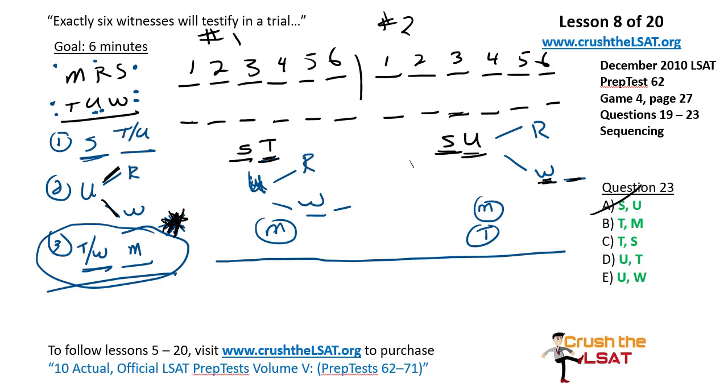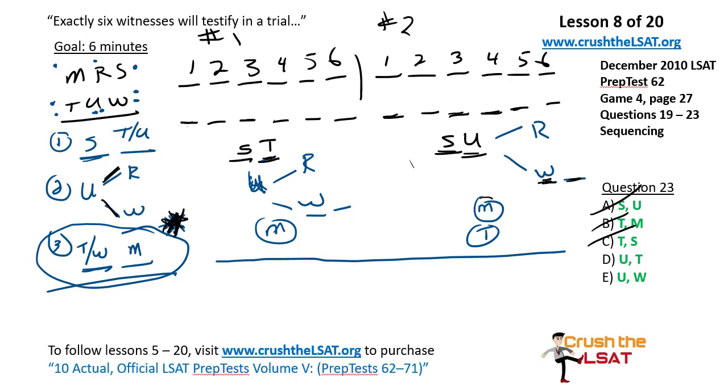Choice B, T and M. Would that be okay? Well, we're in scenario 2 here. TM followed by SURW. That one is very, very easy to eliminate. How about C? TS. Can you start with TS? Well, of course not in scenario 1, but in scenario 2, TS, you would then have the TSU block. Who goes in 4, 5, and 6? We've got R, we have W, we have M yet to place. Where would M go? Look at rule 3. M would go after W. So yeah, C would work.